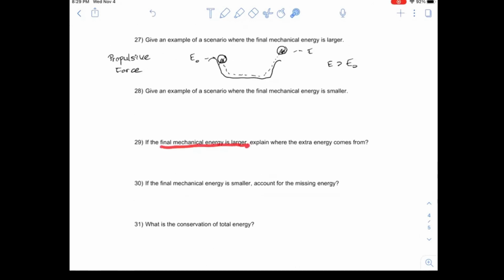Okay, so if the final mechanical energy is larger, explain where the extra energy comes from. All right, so the extra energy, yeah, go ahead. It can come from chemical. Very good. It could be chemical. If you're driving a Tesla, it could be electrical, right? All right, what else? It could be heat. What else can you guys think of? Obviously, nuclear, fusion or fission, regardless. And just imagine, guys, the nuclear can turn into heat, that can turn into electrical. And chemical, what else can we think of?